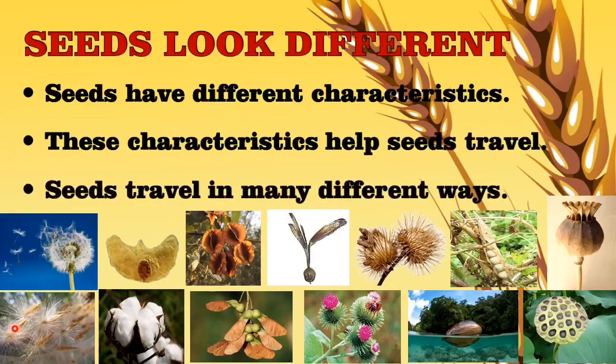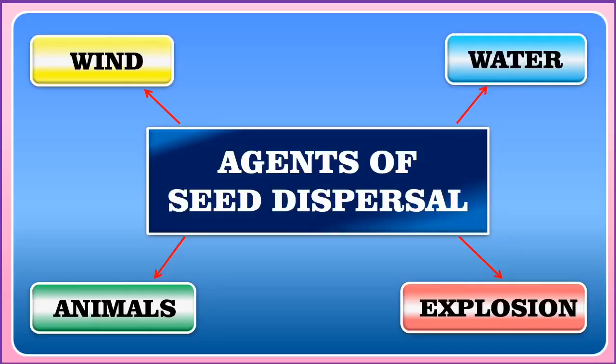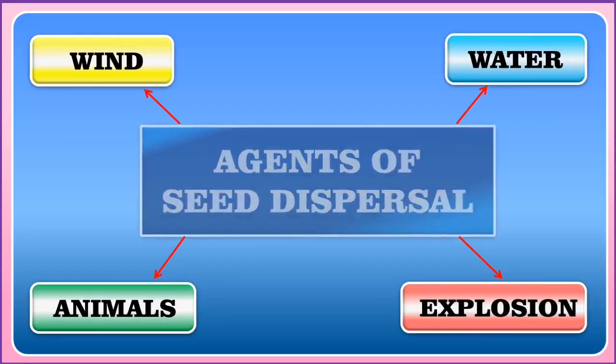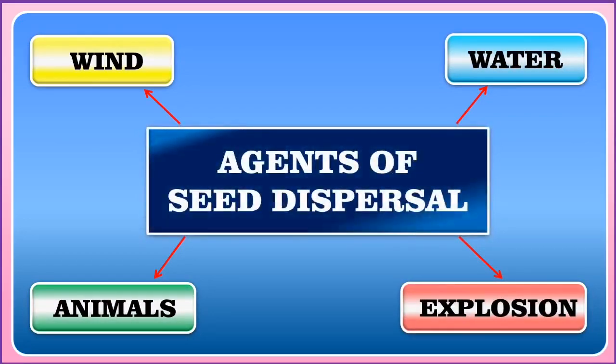Seeds travel in many different ways. Some seeds have hairy parachute-like structures, wing-like appendages. Some fruits like the cocklebur have hooks or sticky structures. Some seeds have their own mechanism to burst, or lightweight fruit that can float on water. Dispersal of seeds is carried out by wind, water, animals and by explosion of fruits. These are called agents of seed dispersal.